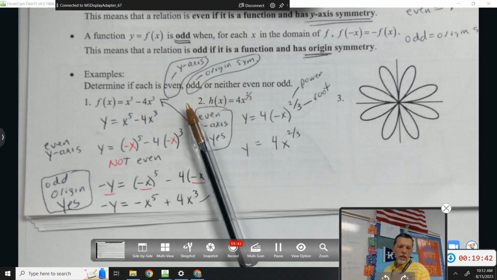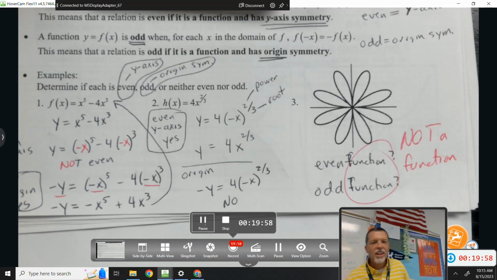I pledge allegiance to the flag of the United States of America and to the republic for which it stands, one nation, under God, indivisible, with liberty and justice for all. And now to the Texas pledge. Honor the Texas flag. I pledge allegiance.